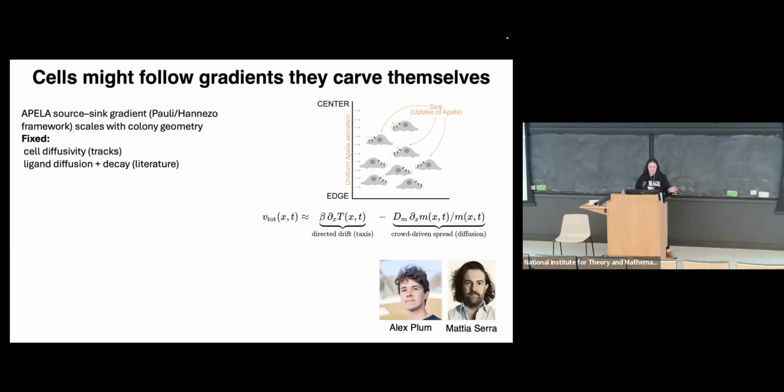And so what we can take is all of the single cell tracks and get their diffusivity. We can also take the ligand diffusion and decay. So this ligand that the cells respond to is conserved across vertebrates. The amino acid sequence is very similar, and so we can assume that the diffusion of that ligand across the cells is going to be conserved and similar. And again, the ligand's only been discovered in the last 10 years, so there's not a lot of literature on it.